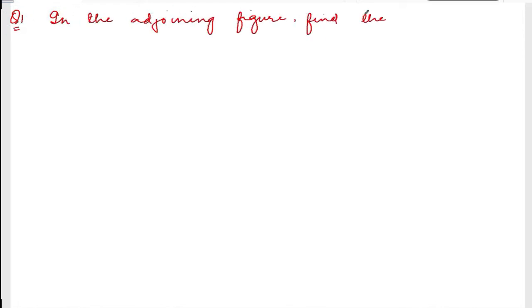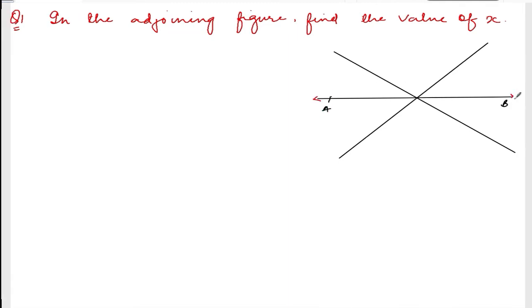So now we are doing exercise 6.2, question number 1. Question number 1, let me write down the question first. Question says, in the adjoining figure, so here is our question. Question says, in the adjoining figure, find the value of x where this is given.